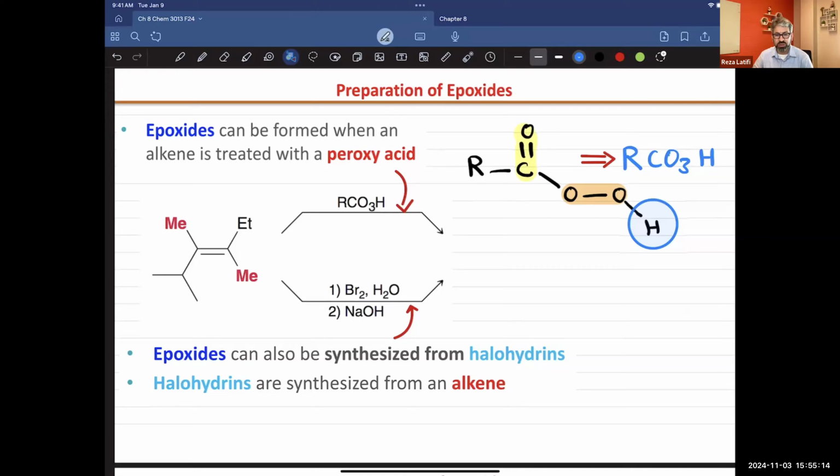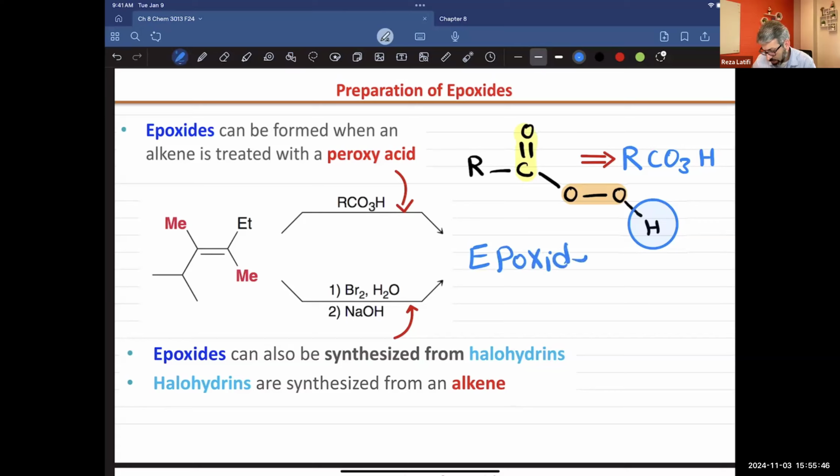The second method is by using halohydrins. So you have a double bond. You add bromide or chloride in the presence of a solvent like water, and it will give you alcohol plus bromide or chloride. In the next step, you will treat it with a strong base, and the strong base will get the bromide out of the system, and we will get epoxide. So the final product will be epoxide.